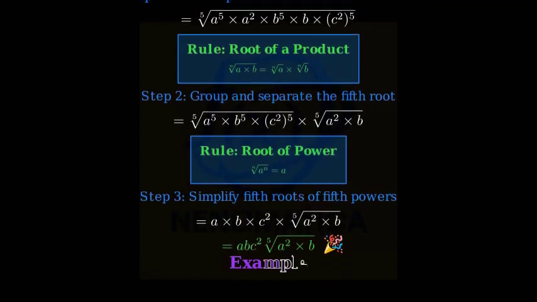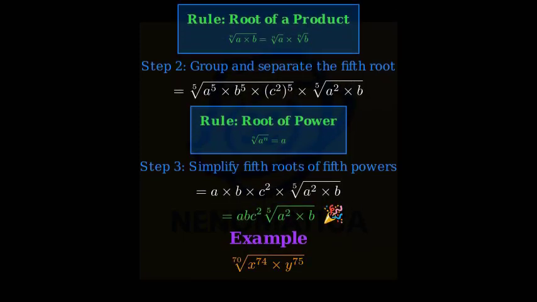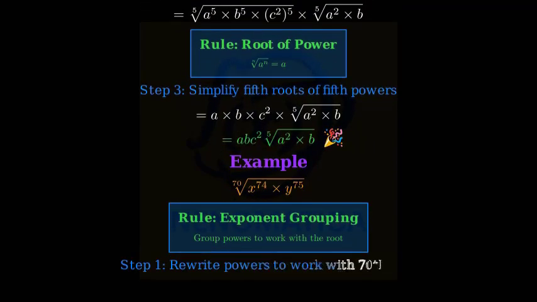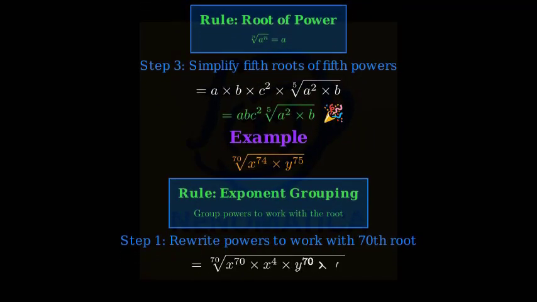Let's examine our final example. We need to simplify the 70th root of x to the 74th power times y to the 75th power. Let's rewrite this as powers that work well with the 70th root. We can split this into x to the 70th power times x to the fourth power times y to the 70th power times y to the fifth power.